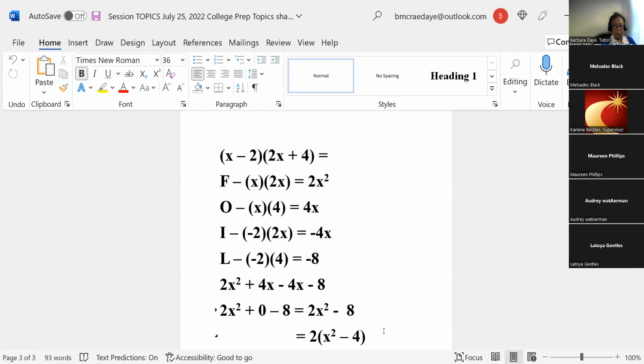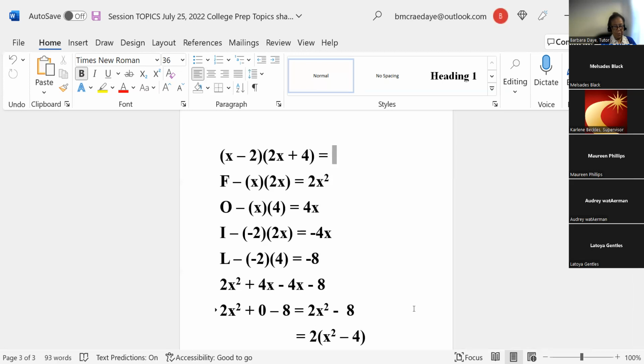So what I'm looking at is how you put the 2 outside the bracket, the parentheses. We factor the 2 out of the 2x squared and out of the 8, because 2 is a factor of 2. 2 times 1 is 2, and it's a factor of 8. 2 times 4 is 8, right? Yeah. So we really factor the 2 out of this expression. 2 times x squared is 2x squared. 2 times minus 4 is a minus 8.